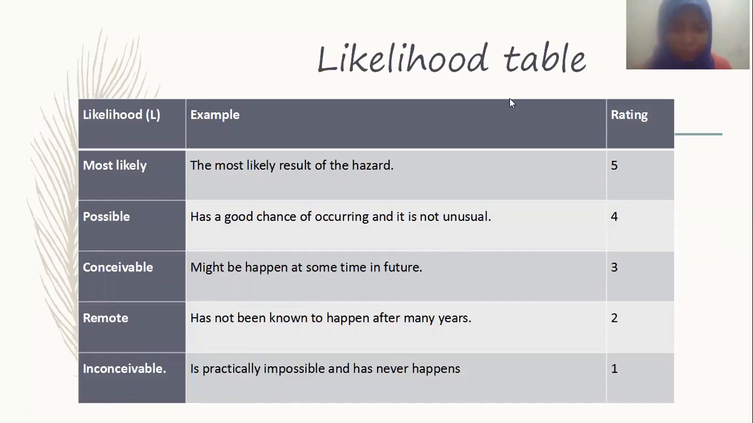Okay, this is the likelihood table. There are 5 ratings. The highest rating is most likely, which is the most likely result of the hazard. The 4th rating is possible, has a good chance of occurring, and is not unusual. The 3rd rating is conceivable, it might happen at some time in future. Rating number 2 is remote, has not been known to happen after many years. And rating number 1 is inconceivable, practically impossible and has never happened.